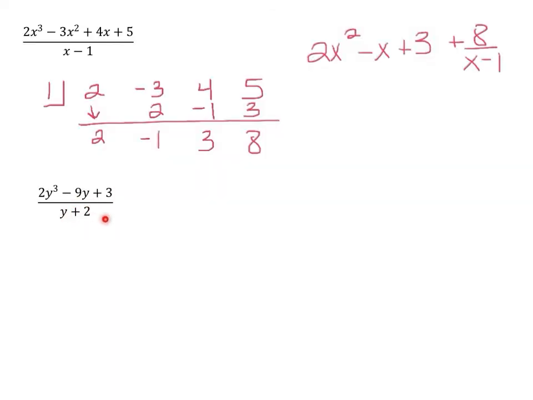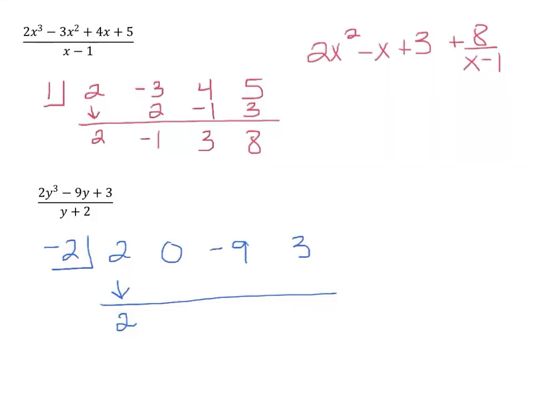Last problem. Here we see y plus 2 rather than y minus 2. So what that plus means is that instead of here where I had a positive 1, I'm just going to have a negative 2. I have 2y cubed, 0y squared, negative 9y, 3. Bring down the 2. 2 times negative 2 is negative 4. 0 minus 4 is negative 4. Negative 4 times negative 2 is positive 8. Negative 9 plus 8, that's negative 1. Negative 1 times negative 2 is positive 2. 3 plus 2 is 5. So the answer, 2y squared minus 4y minus 1 plus 5 over y plus 2.